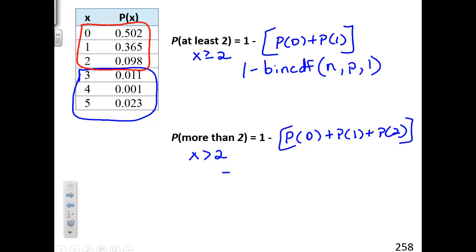So to enter that on your calculator, you would need to do 1 minus Binom CDF. Remember, this is cumulative, so that's where the C comes in. And you're going to enter whatever your N is and whatever the P is for the problem that you're given. And then for your X value, you would need to go up all the way to 2, because that's part of what's going to have to be subtracted from 1.